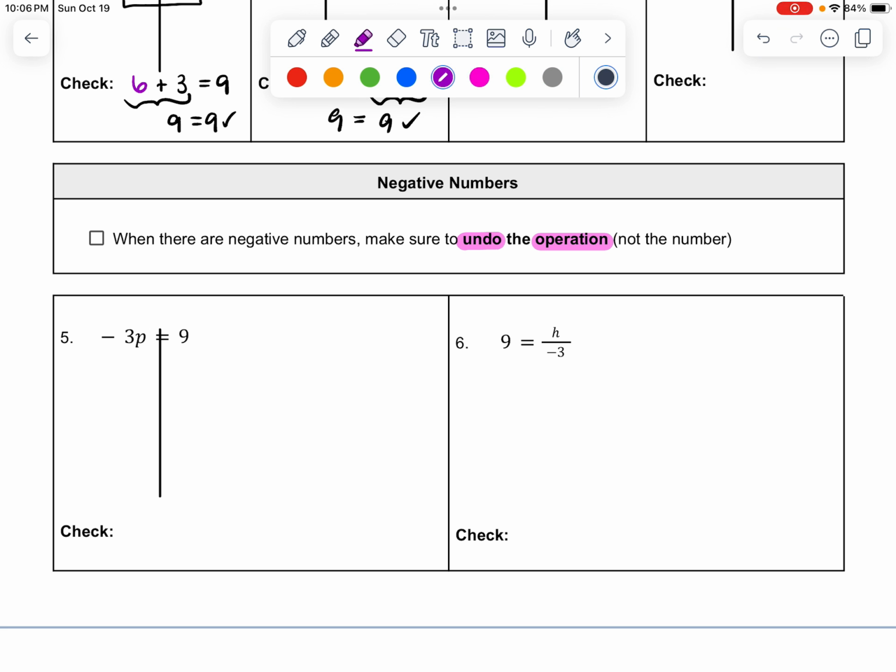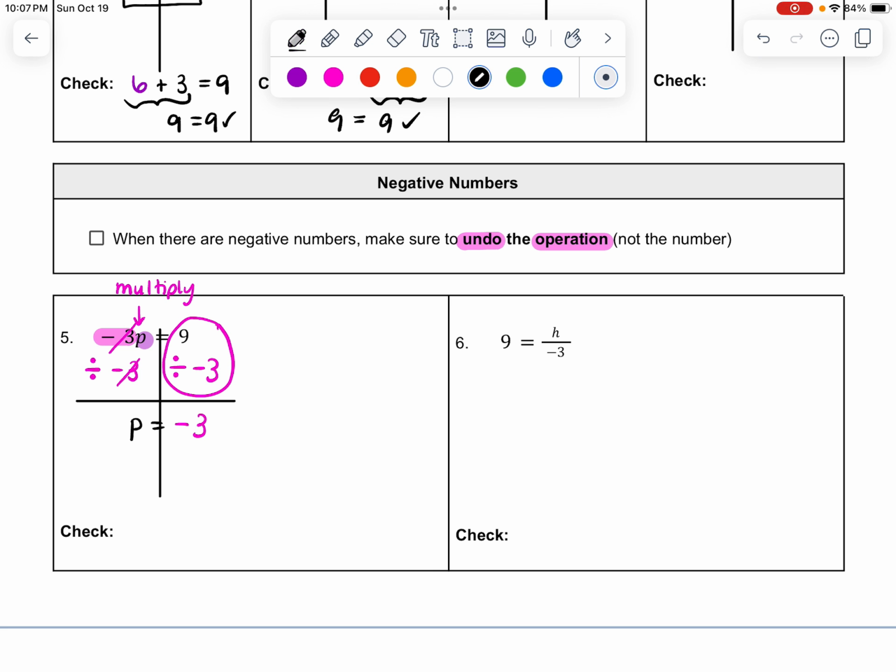Now in this case, our variable, the p, is on the left, and the number that's right next to that is a negative 3. But when there's a negative 3 right next to the p with no symbols in between, this is a multiplication problem. The opposite of multiplying is divide. So in order to get p by itself, I really need to divide by negative 3 here. When I do that, the negative 3 and the negative 3 cancel, and we get p. And on the right-hand side, the 9 divided by negative 3 makes negative 3.